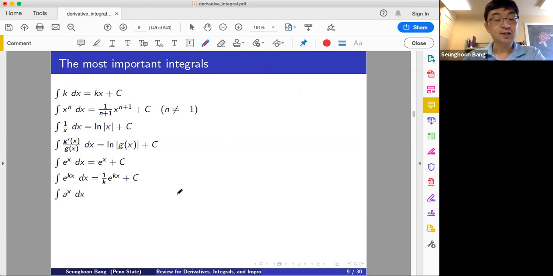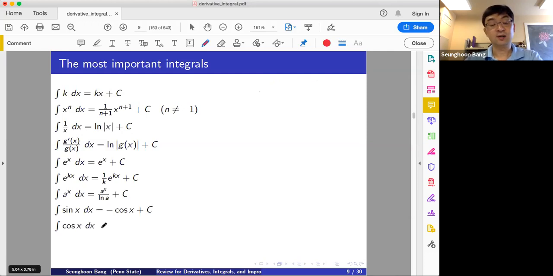The integral of a to the x dx is a to the x over ln of a. Similarly, the derivative of a to the x is a to the x times ln of a. So the integral of a to the x is a to the x over ln of a. The integral of sin x dx is negative cosine. The integral of cosine x dx is positive sine. Similar.